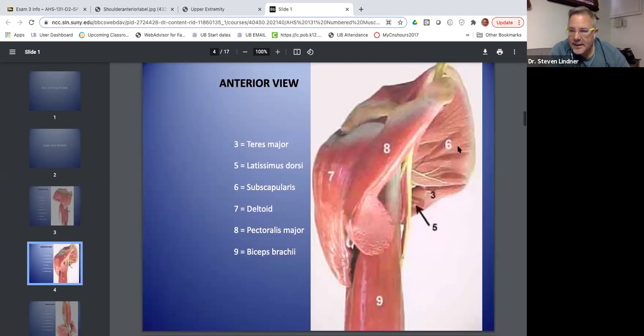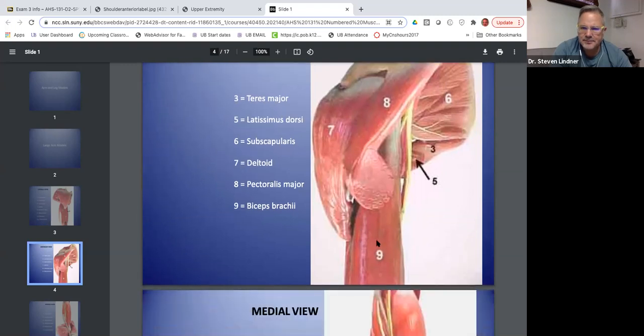Now we're looking at the anterior scapula, so that's the subscapularis. Remember, internal rotation. Here is the pec major, but it's the clavicular portion. There's a sternal division and a clavicular division. So this is the clavicular division of pec major. Here is the deltoid, and here is the biceps brachii.